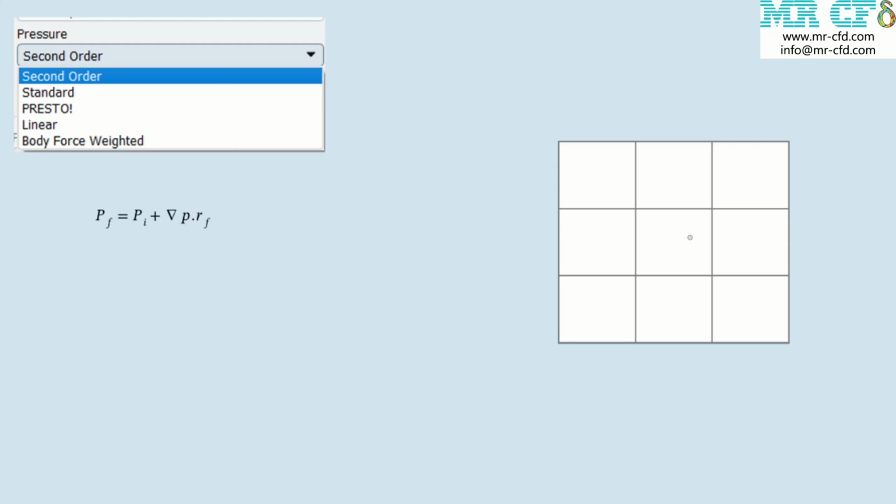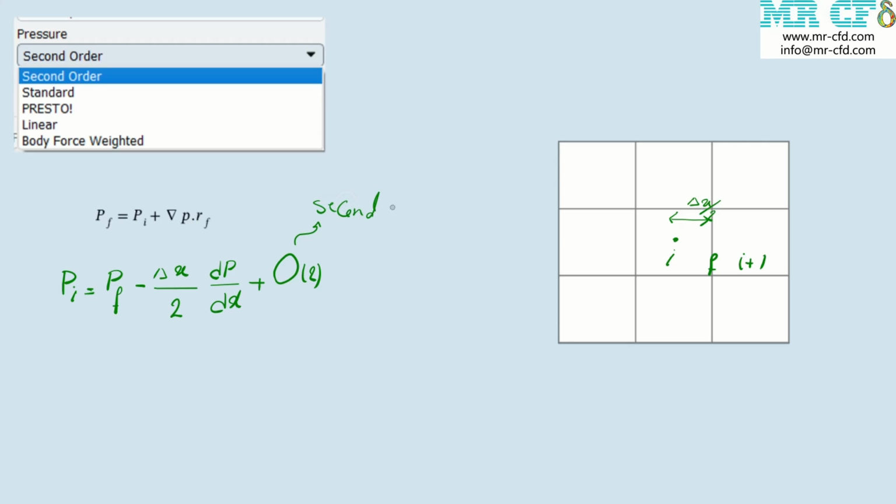If we refer to the indices of the two cells adjacent to face F as I and I plus 1, the pressure at cell center I, written using a Taylor series expansion for the pressure at face F, is as follows. Pi is equal to Pf minus half delta x times the first derivative of pressure with respect to x, plus truncation error. Delta x represents the distance between the cell center and face F, and it is defined as half of the length of each grid.